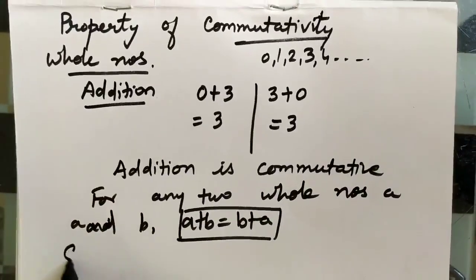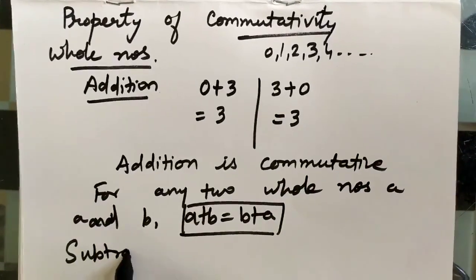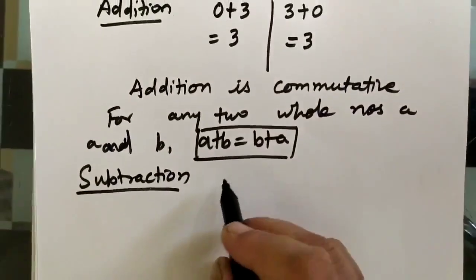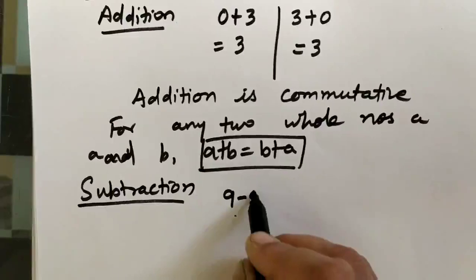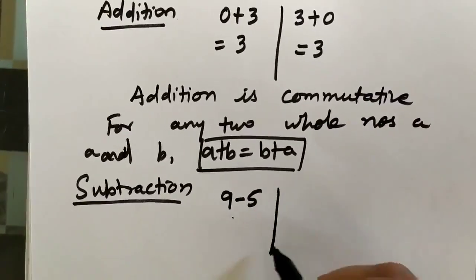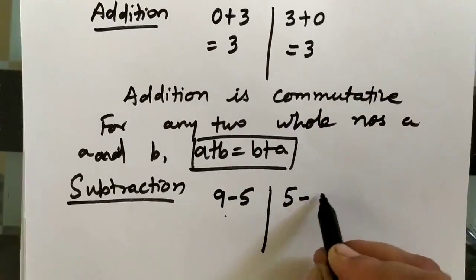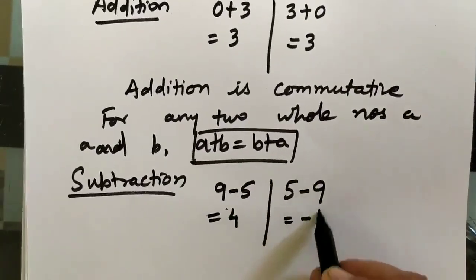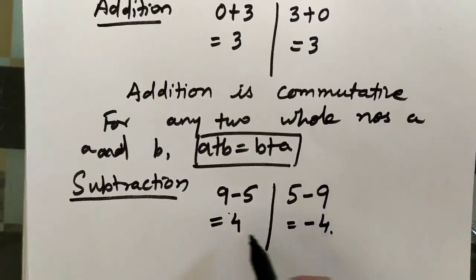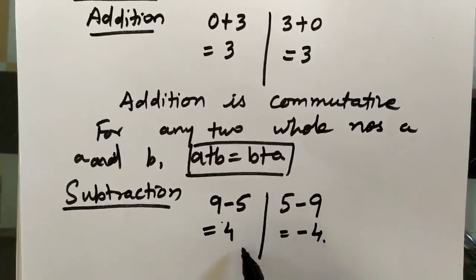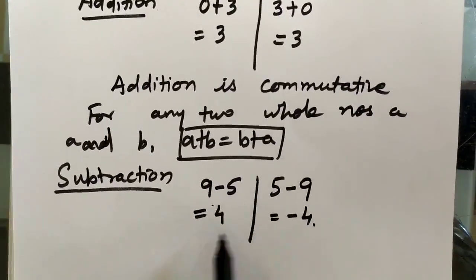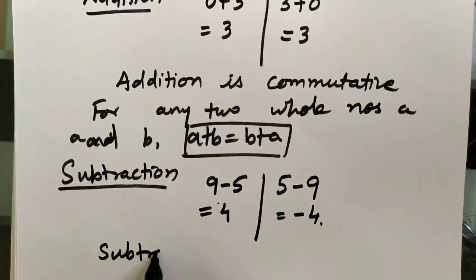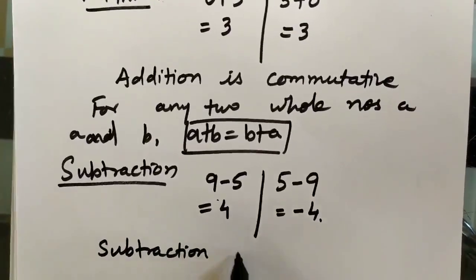Now let us see for subtraction. We will take any two numbers, say 9 minus 5. If we interchange the numbers for subtraction, it will be 5 minus 9. Here the answer is 4, here the answer is minus 4. We can see that both the answers are different. So if both the answers are different, we can say that subtraction is not commutative.